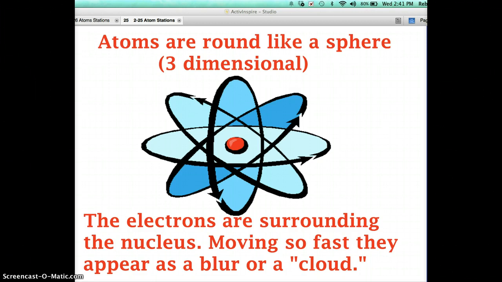So first off, one of the things that you need to know about atoms is that they are round like a sphere. You may have seen this picture somewhere before. This picture is showing how the atom is actually a three-dimensional object. What it's showing is this nucleus in the center and the electrons that are actually moving around the nucleus. And these electrons are moving so fast that you actually can't see them. They just look like a blur or a cloud. So oftentimes we refer to this as the electron cloud.